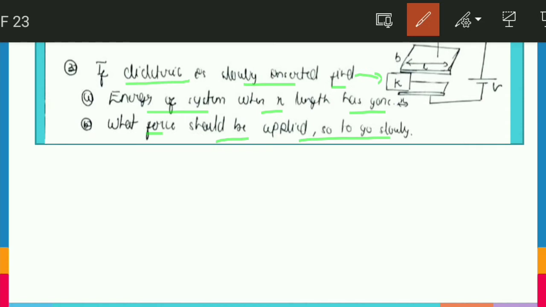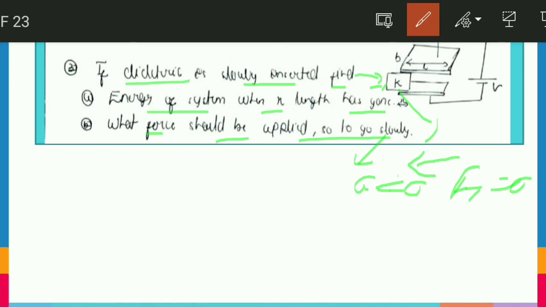Actually friends, when this k is put on the capacitor, the capacitor starts attracting it. So we have to ensure that we apply force in this direction so that it keeps on going with slow speed. If we do not apply it, then the capacitor will attract it with some force and it will accelerate. For slow motion, a should be equal to 0, meaning F total should be 0. So let's find out.